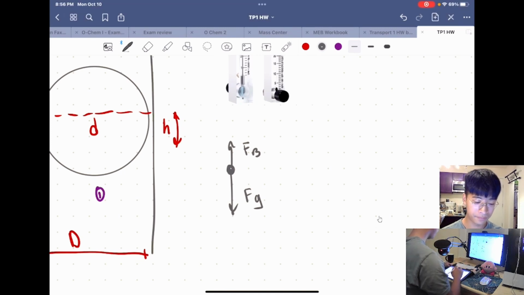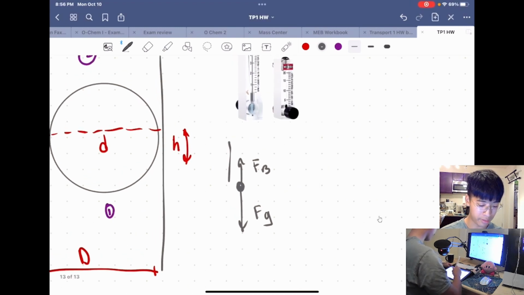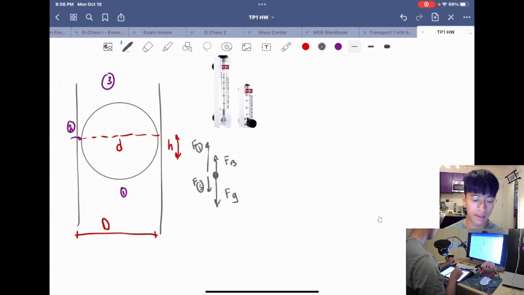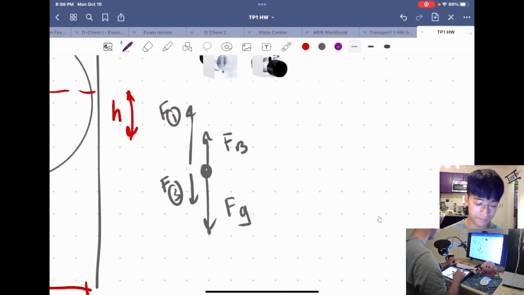We also have a pressure force directed upwards and a pressure force directed downwards. The pressure force directed upwards is generated by the fluid at position 1, and likewise for the pressure force directed downwards. So let's go off and write our expressions.